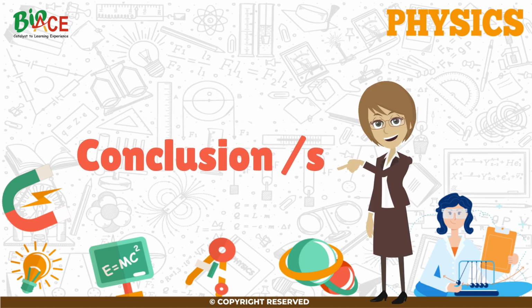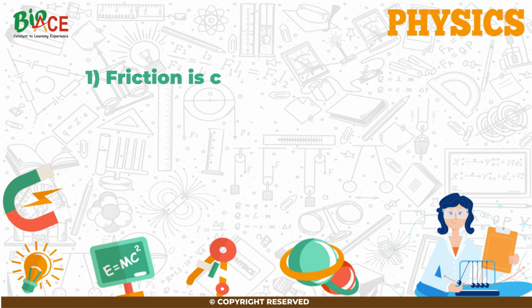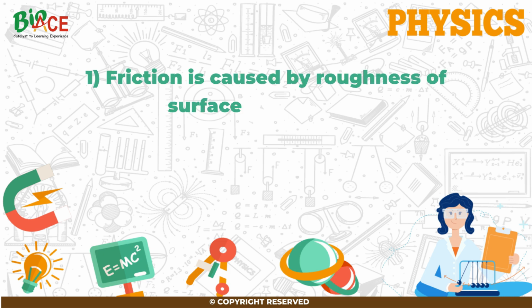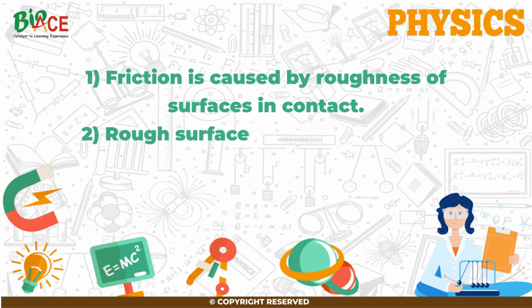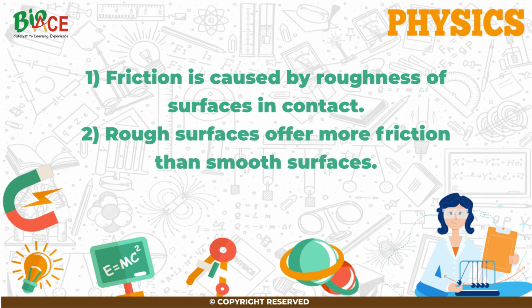Conclusion. 1. Friction is caused by the roughness of surfaces in contact. 2. Rough surfaces offer more friction than smooth surfaces.